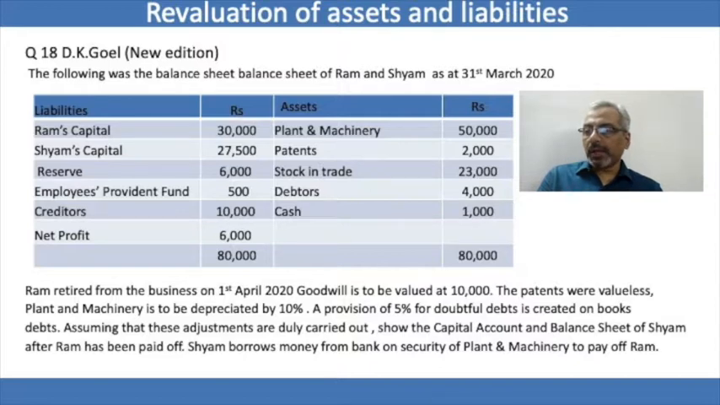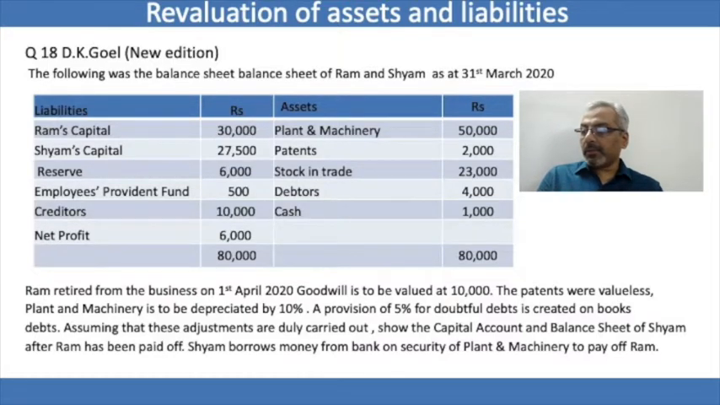Now, who has retired? See below, Ram retired from the business on 1st of April 2020. Goodwill is valued at 10,000. So, if the goodwill of the firm is 10,000, individual goodwill will be 5,000 each. Please see very carefully. No profit sharing ratio is given. Therefore, the profit sharing ratio will be treated equal.